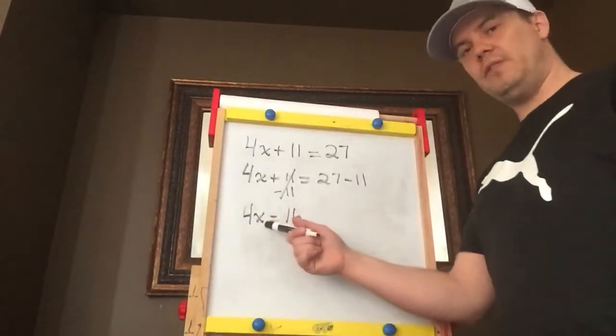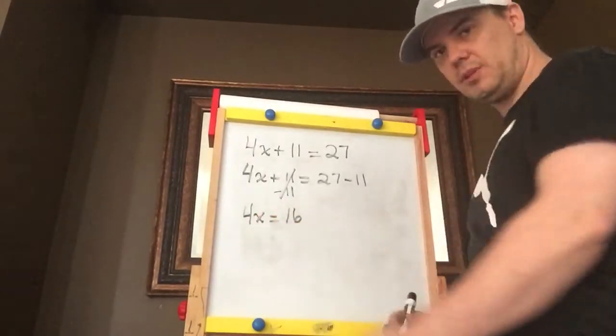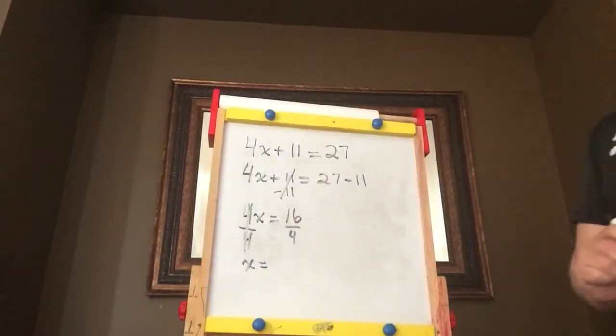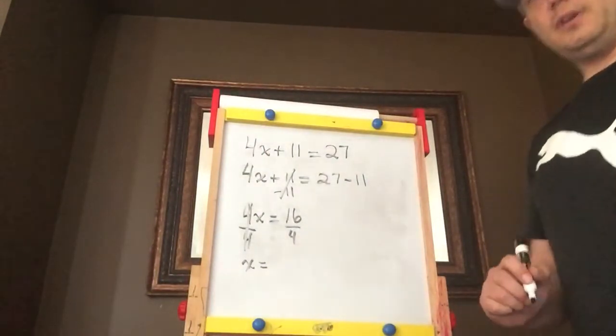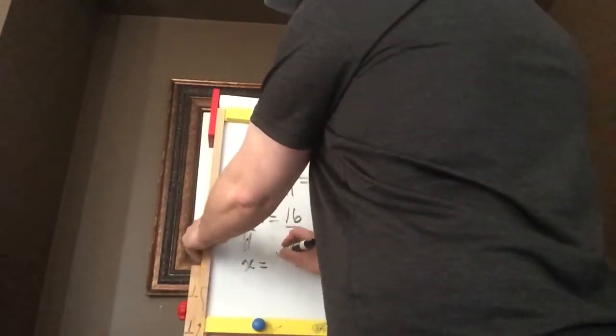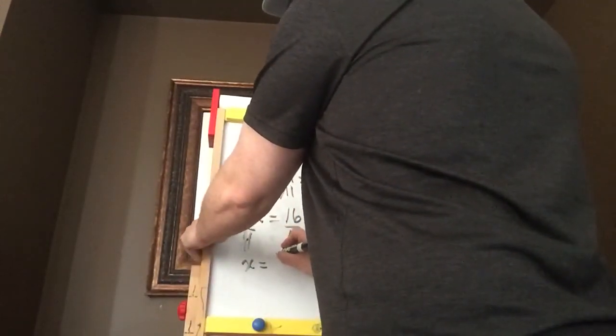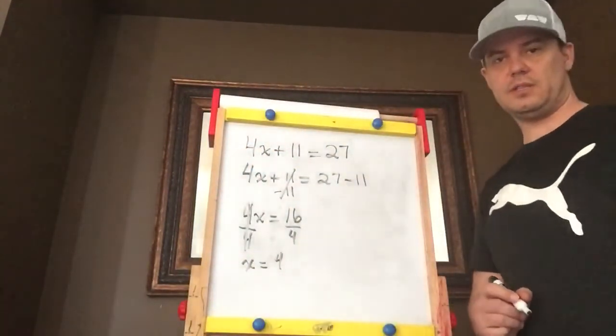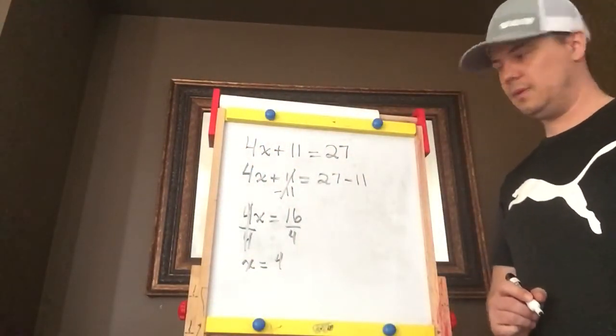To get rid of the 4 next to the x, because it's multiplication, we use the opposite operation, which is division. Divide by 4, cancels out. Divide by 4 on the opposite side. You end up with 16 divided by 4, okay? And 4 goes into 16 4 times. So x equals 4. Okay?